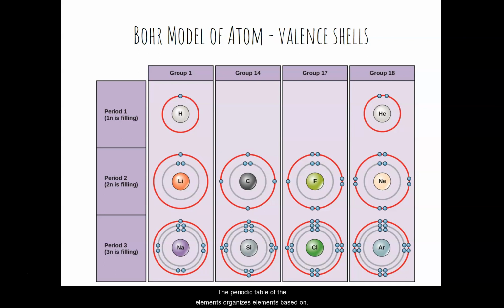The periodic table of the elements organizes elements based on these patterns. So group 14 in the periodic table has got 4 electrons in the valence shell. Group 17 has got 7 electrons in the outer shell. Group 18 has got either 2 or 8 in the outer shell. Group 18 is a group of elements which we call the noble gases. They're noble because they don't mix, they don't react. And they don't react because they have fulfilled that octet rule. They have a full outer shell.